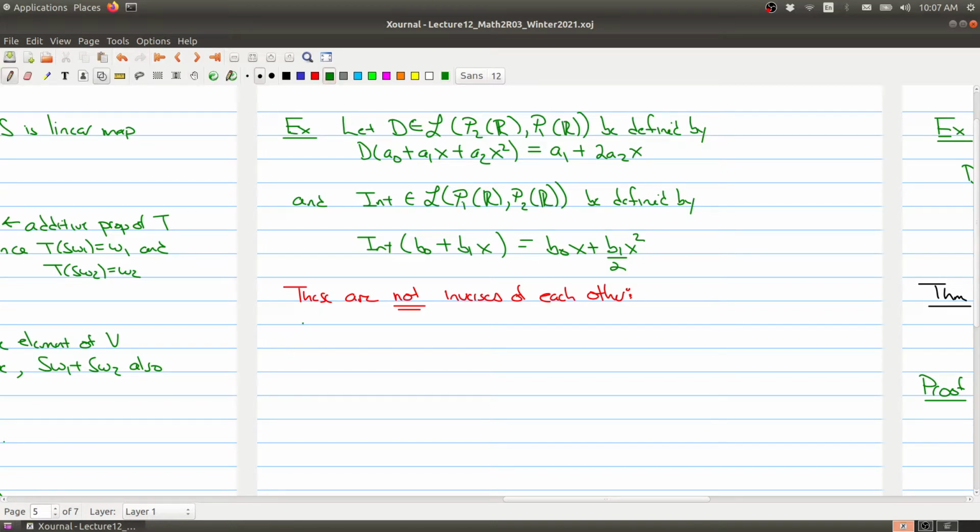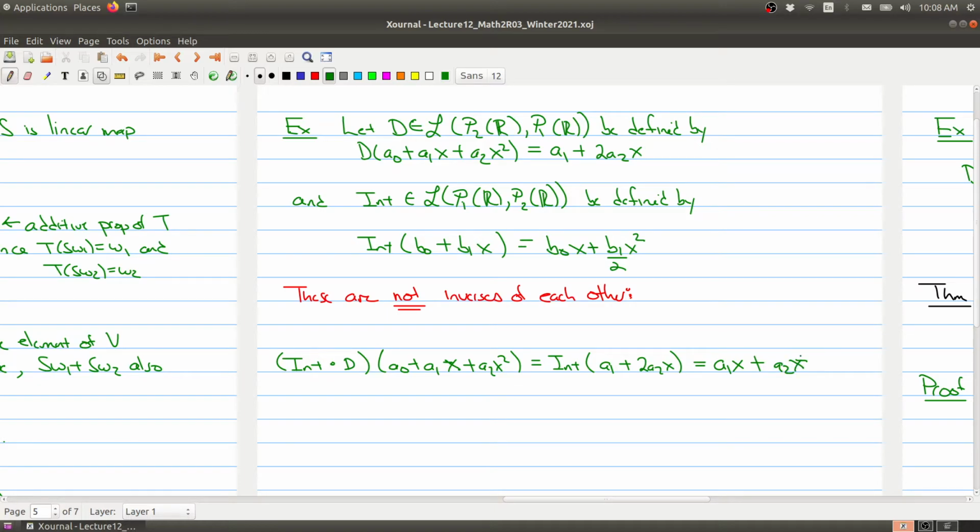So the reason is, in one direction, it does look like we have the identity operator. Okay, so let's say I first take the derivative of something of degree 2. So I first take the derivative and then I integrate. Right? So when I take the derivative, I get a1 plus 2a2x, and then when I integrate, I get a1x plus a2x squared.